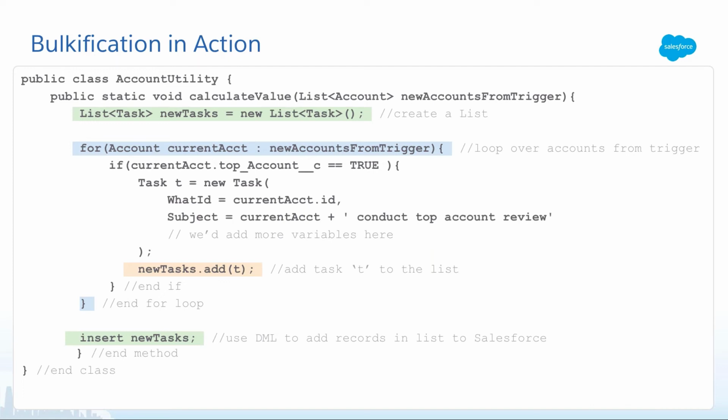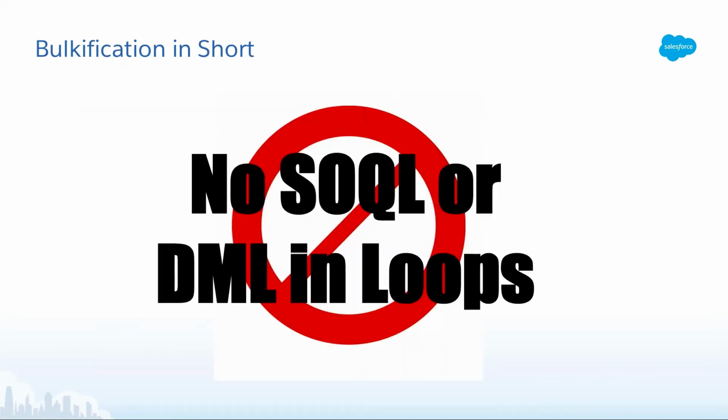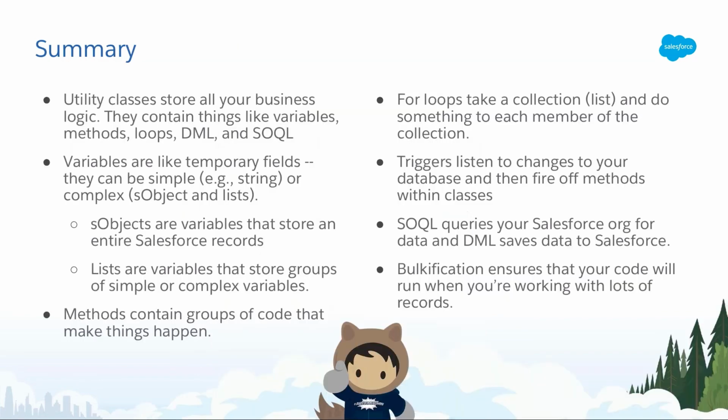Instead, we create a list that will keep track of all the changes as we go through our for loop. And then once all the accounts have been processed and tasks have been created, we store that in the new task list, and then we send or insert that list of tasks all at once. So that way we don't have to worry about those governor limits. So bottom line, no SOQL or DML in for loops. Got it? All right.